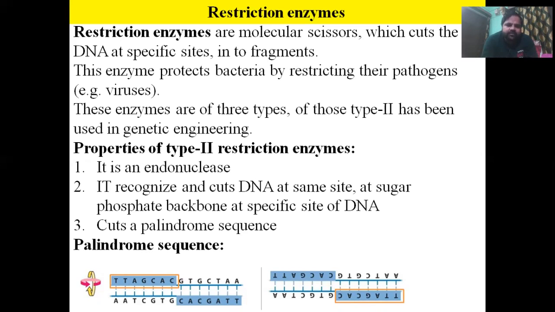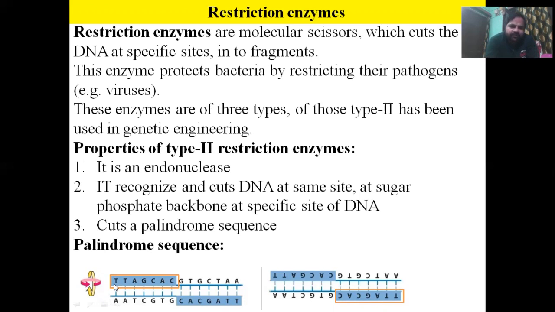Second point is it recognizes and cuts the DNA at the same site. It means it recognizes a particular fragment of DNA on the basis of its nucleotides, and it cuts at the sugar phosphate backbone at a specific site of DNA. And the third point is it cuts a palindrome sequence. So we need to know what a palindrome sequence is.